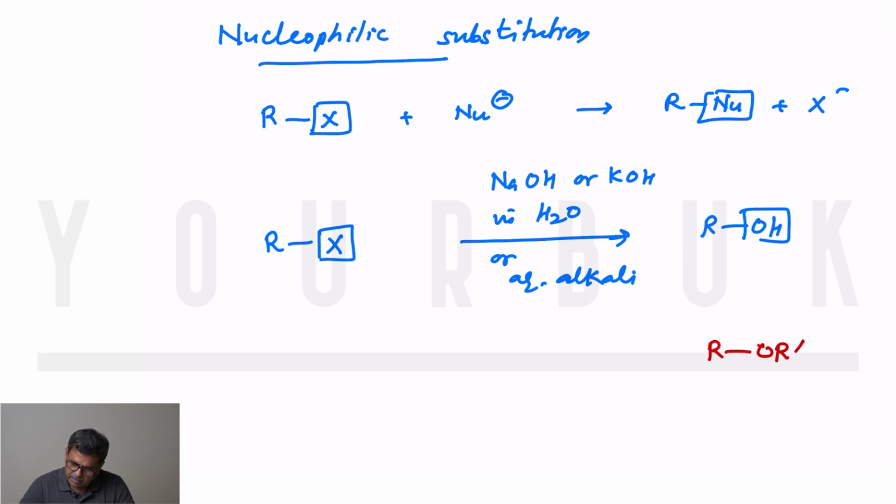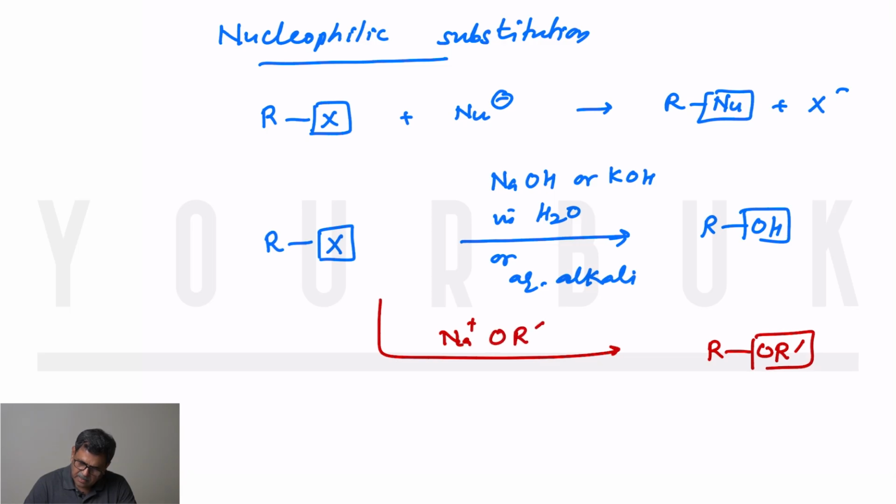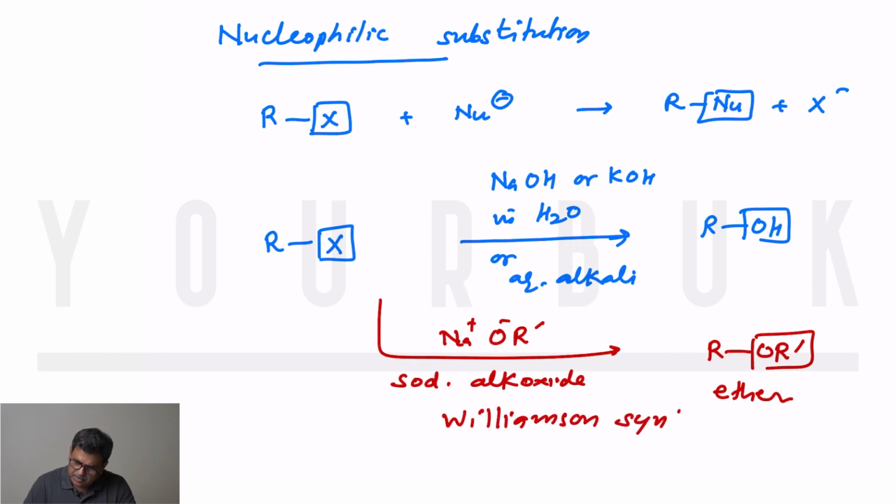Similarly, if you want to replace X by OR dash, I will take the sodium or potassium compound of this. This is called sodium alkoxide. The two alkyl groups may be the same or different. This functional group is called ether, and this method of preparation of ether is known as the Williamson synthesis. It's very, very important.